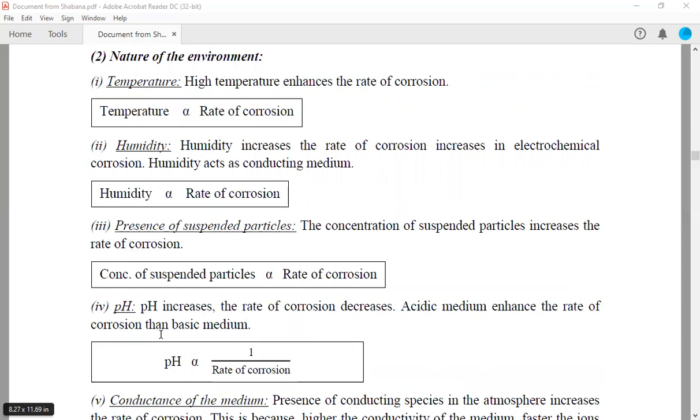Coming to the humidity. Humidity of the air is a deciding factor for the rate of corrosion. The relative humidity above which the rate of corrosion increases sharply is called critical humidity. The value of critical humidity depends upon the physical characteristic of the metal and the nature of the corroding environment. The reason for the increase of corrosion with humidity, I already told you, is that as the humidity increases, the rate of corrosion increases.